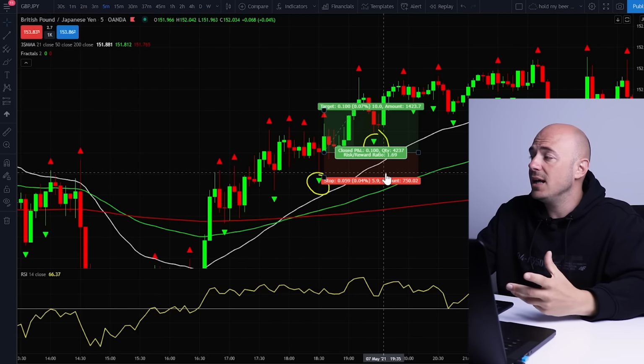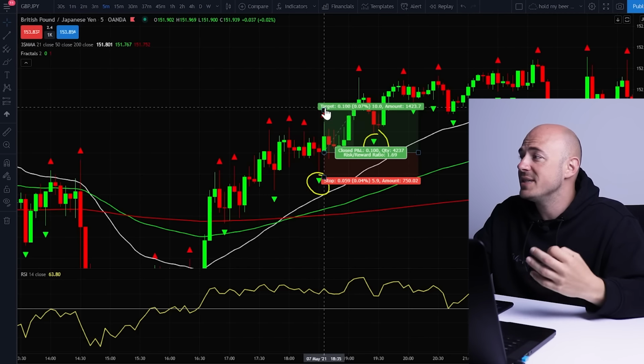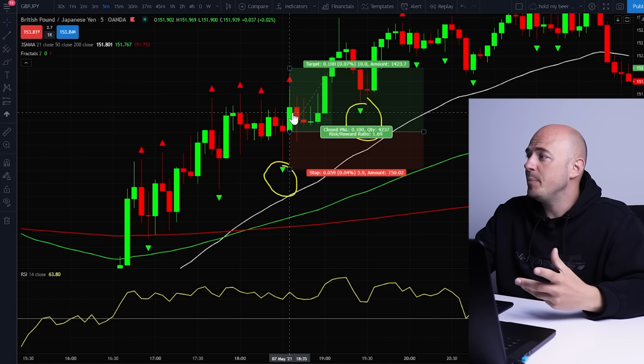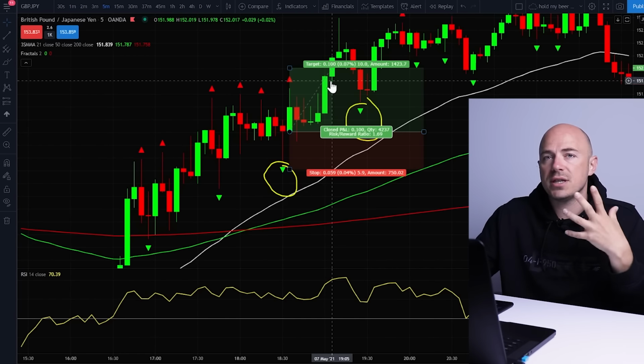So your stop loss on this one is 5.9 pips and your take profit is 10 pips. And this is the 5-minute chart. So you got this 10 pips in 6 candles, which is 30 minutes.